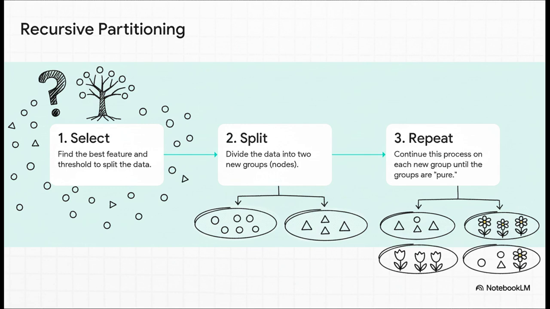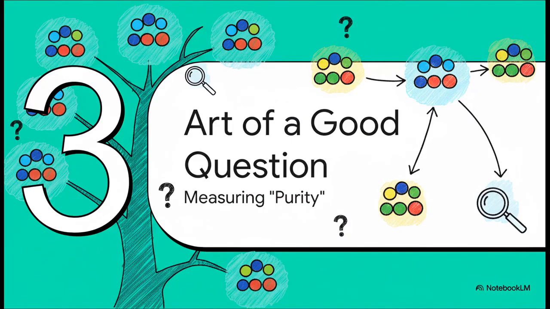Then it splits the data and does the exact same thing on the 2 new smaller groups. It just repeats this over and over until the groups are pure, which just means they only have one type of flower in them. But that leads to a really important question. How does it know what a good question is? What makes one split better than another? Well, it all boils down to this idea of measuring purity.